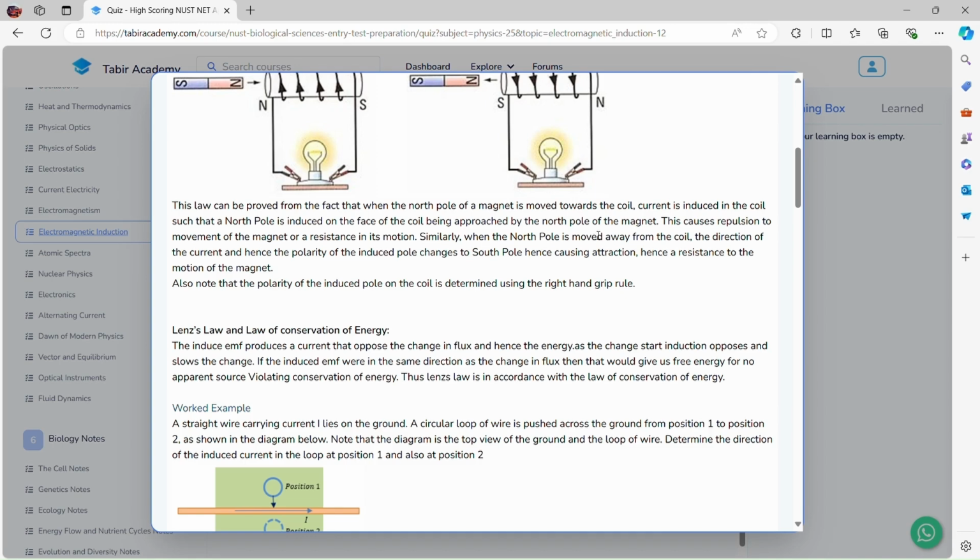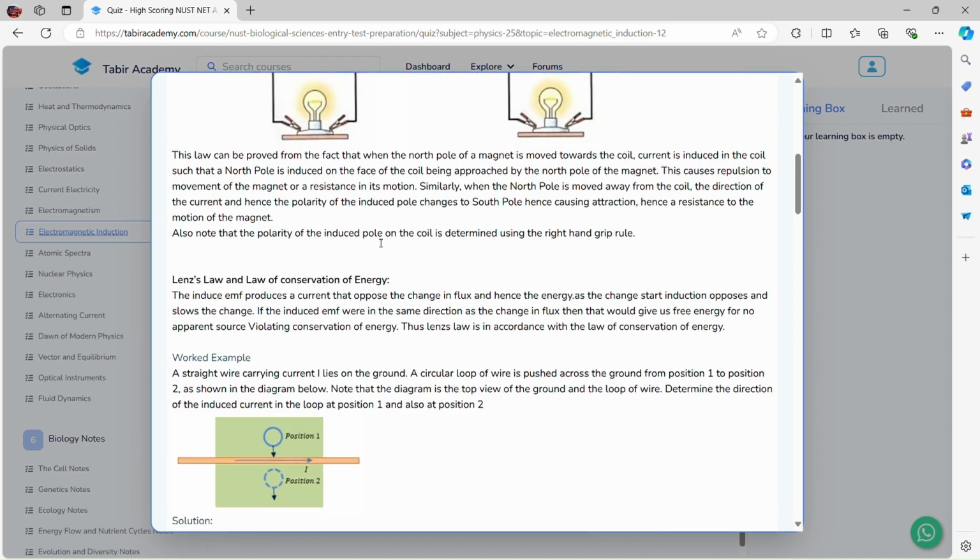Similarly, when the north pole is moved away from the coil, the direction of the current and hence the polarity of the induced pole changes to the south pole, hence causing attraction, hence a resistance to the motion of the magnet. Also note that the polarity of the induced pole on the coil is determined using the right hand grip rule.